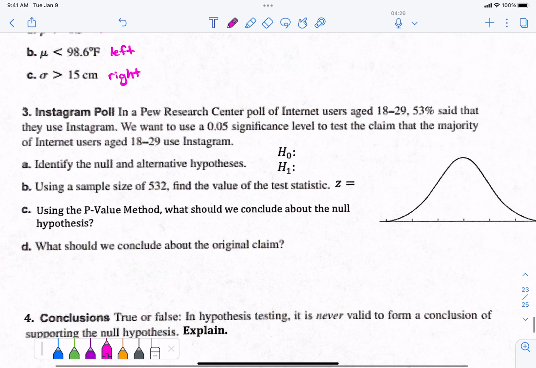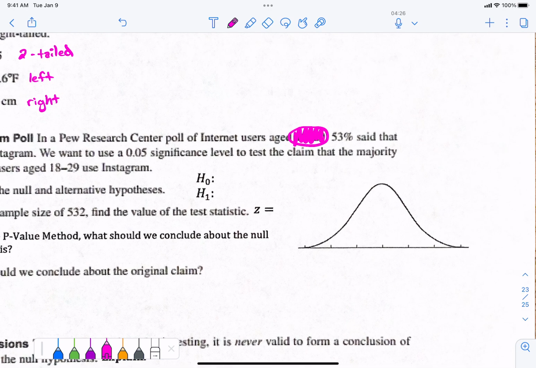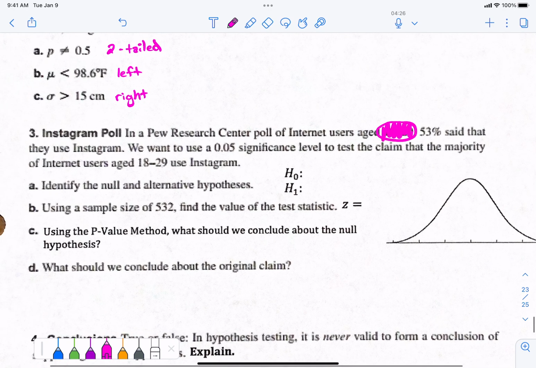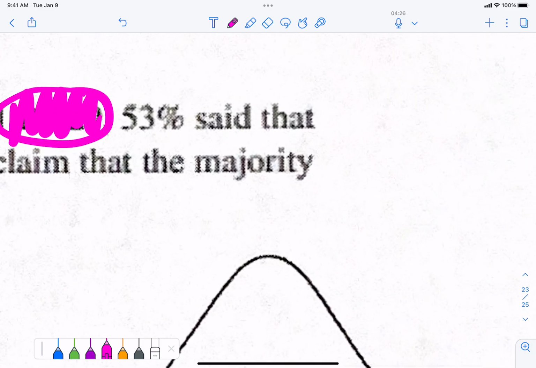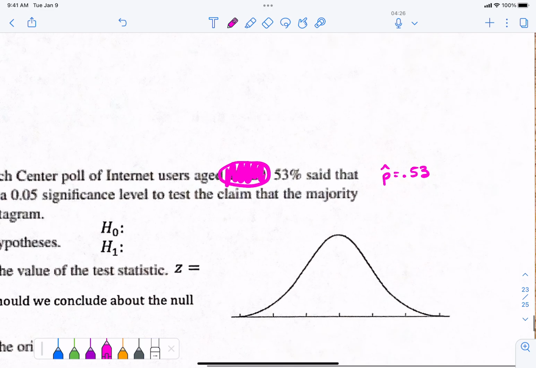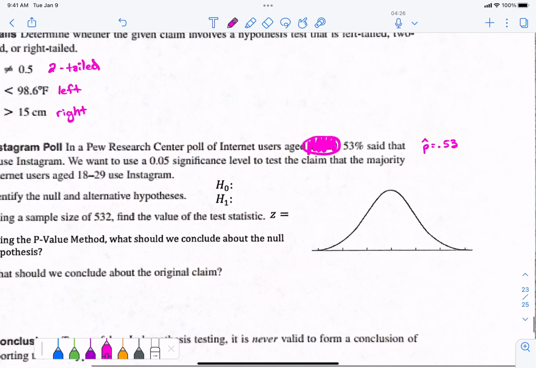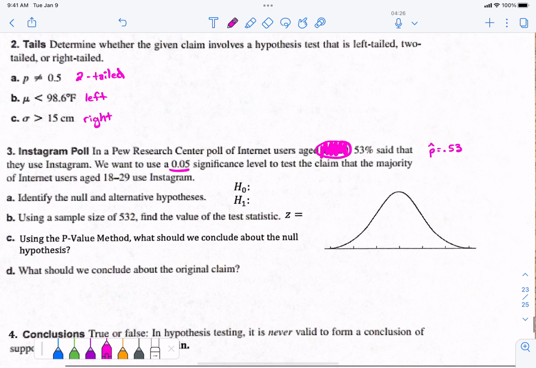Number 3. In a Pew Research Center poll of internet users of age 18 to 29, that information means nothing. I don't care that they're 18 to 29 years old. That's not even n. 53% said they use Instagram. They're giving me a percentage, and that is according to the sample. That is going to be p hat, because that's based on my sample. So 0.53 is p hat, from the sample. We want to use a 0.05 significance level.